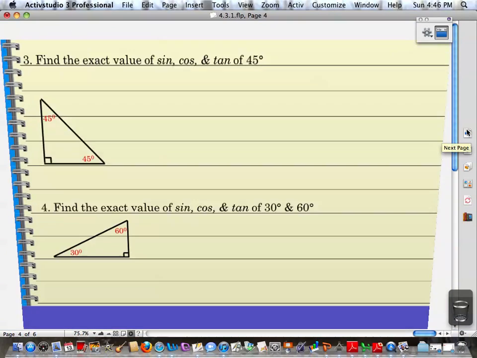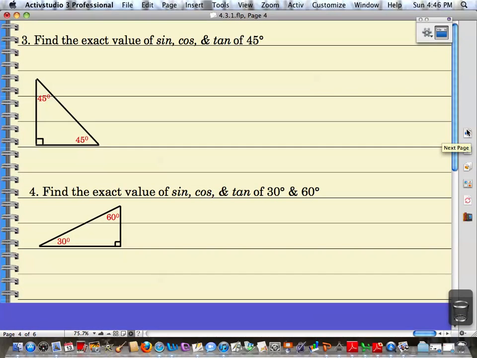Okay, moving on. Okay. Find the exact values of the sine, cosine, and tangent of 45 degrees. Okay. Well, if you notice the triangle, we don't have any values, so let's just throw a value up there. Let's say that this side here is 3.